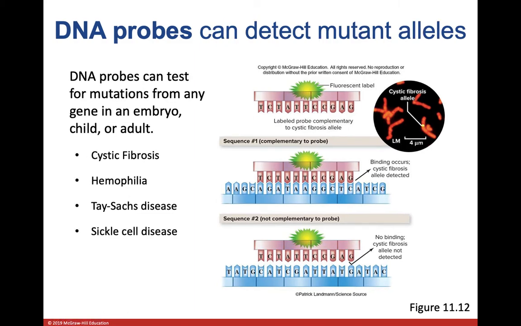So you can test for lots of different diseases as an embryo, as an adult, or as a child: cystic fibrosis, hemophilia, Tay-Sachs, sickle cell disease. Lots of diseases are tested for using this DNA probe method.